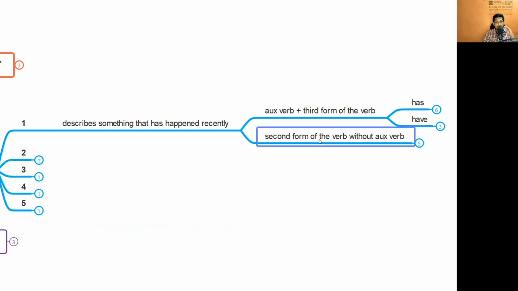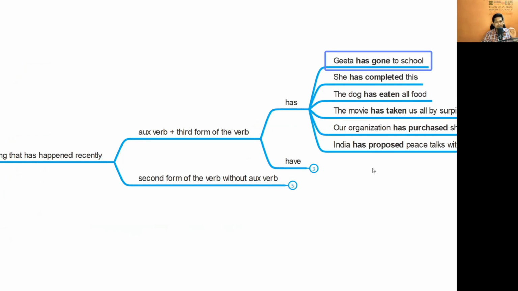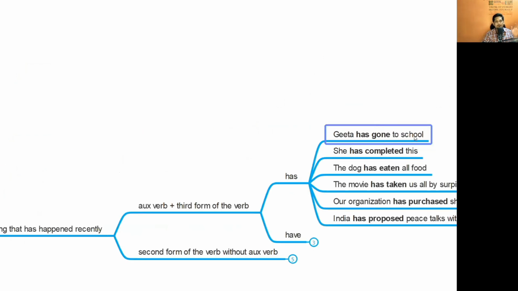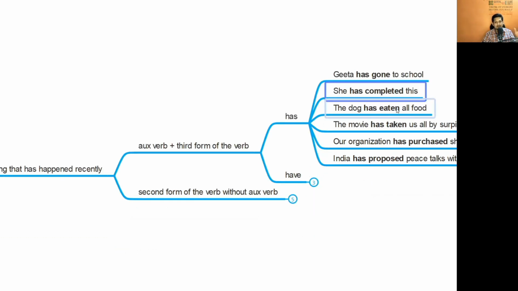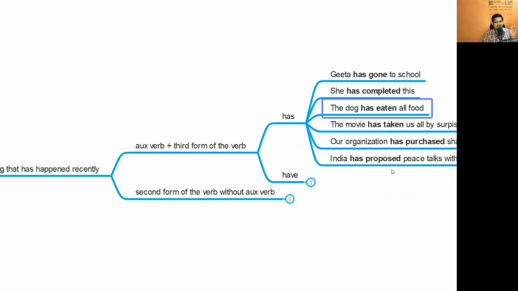Another way is to not use any auxiliary verb. No usage of has, no usage of have, and you can still express something which has happened recently. How will you do that? By using the second form of the verb. Okay, so I'll give you some examples. Say, for example, you are saying that Geeta has recently gone to school. So you can say Geeta has gone to school, just gone to school or recently gone to school. She has completed this, means recently she has completed this. The dog has eaten all the food, right? Recently the dog has eaten or finished all the food.